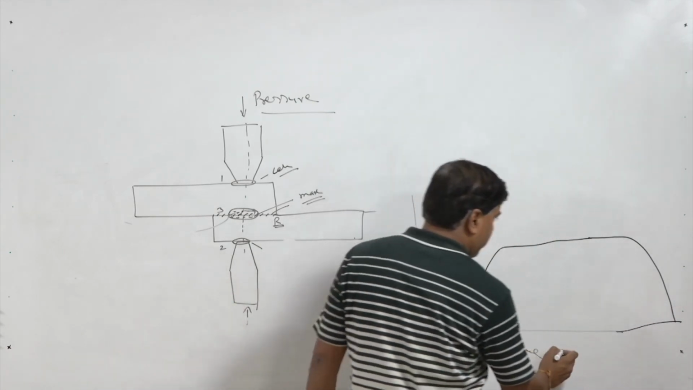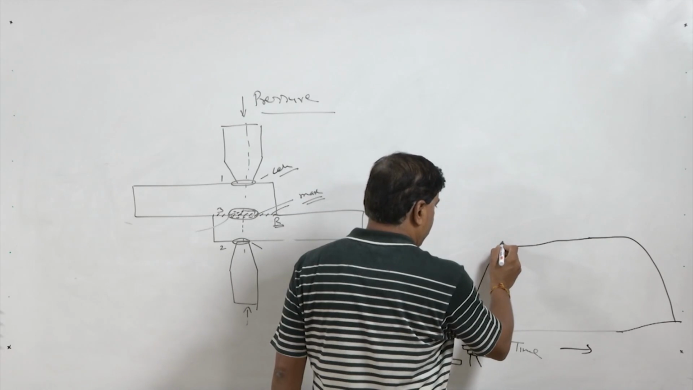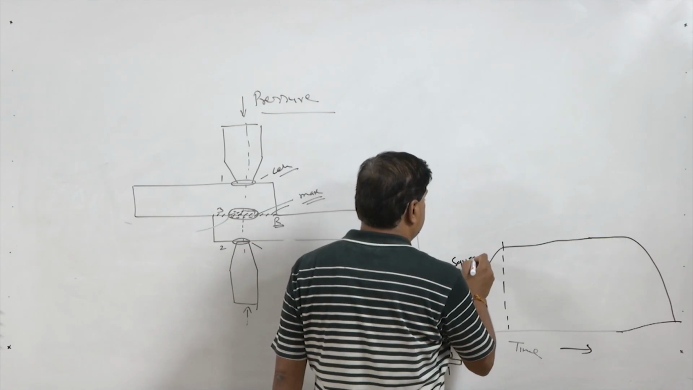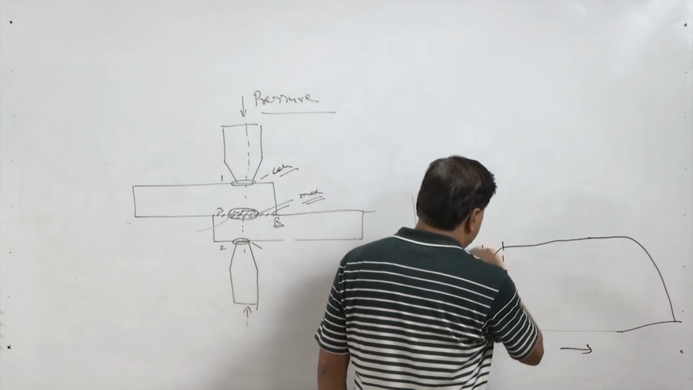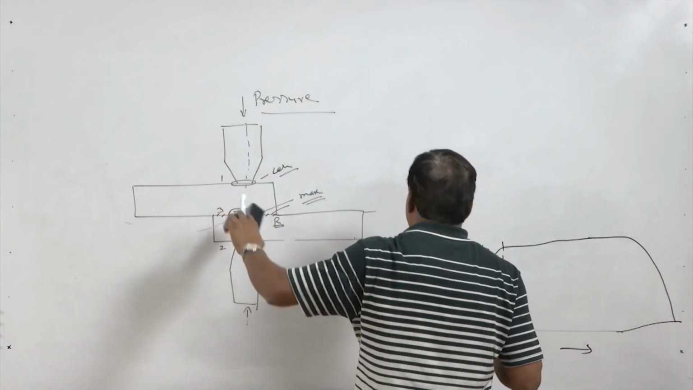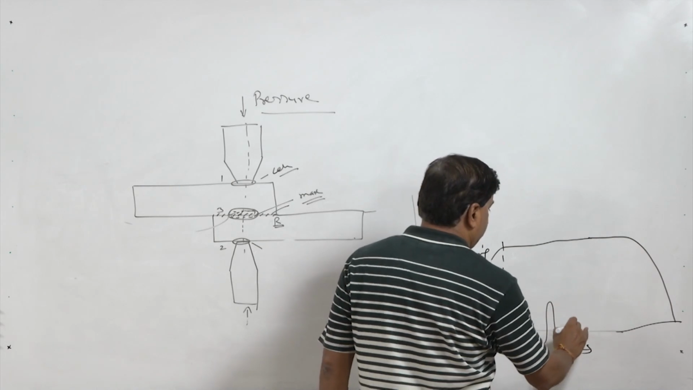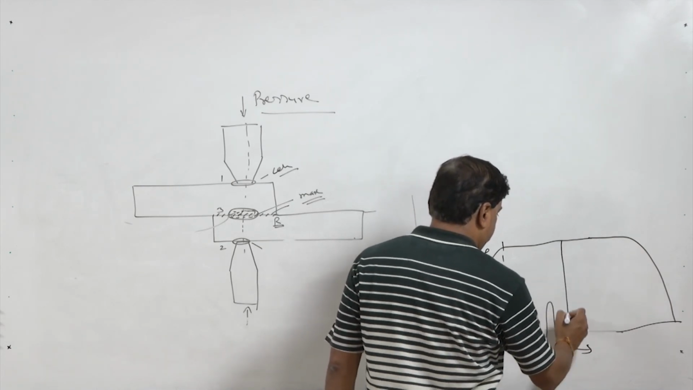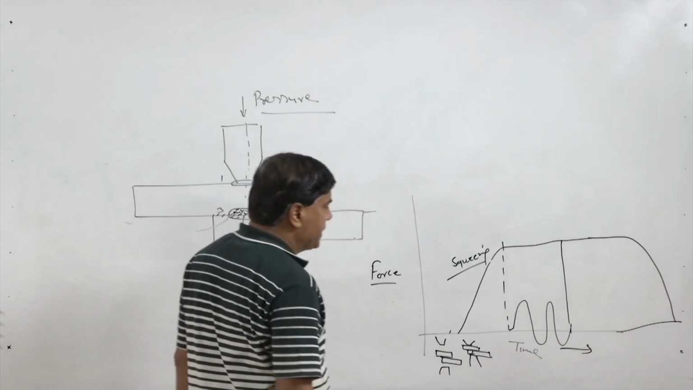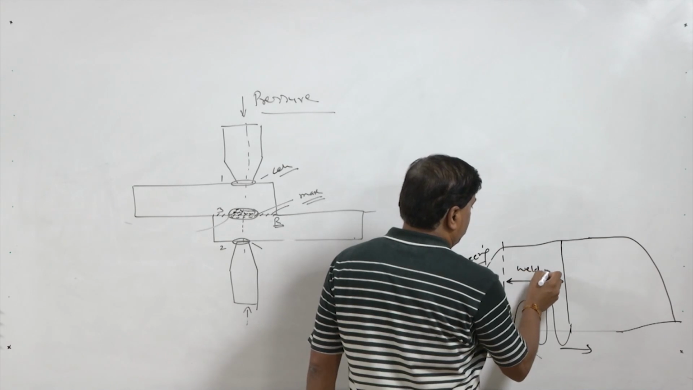So, this axis shows the variation in pressure as a function of time, and this is the portion where squeezing is taking place. When this squeezing is over, the electrode will be in firm contact with the surface of the workpiece. After this only the flow of the welding current is started. Once the current flows, heat is generated and melting at the faying surfaces takes place. This is the time when the current is allowed to flow, known as welding time.